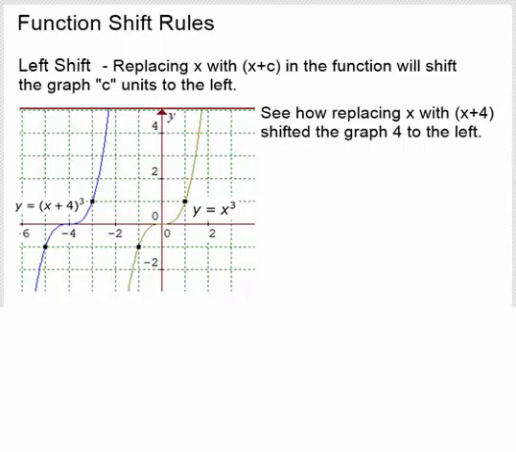And here's an example. We have the function y equal x cubed graphed, and we also have the function y equal (x plus 4) cubed. We've taken the x out of x cubed and replaced it with x plus 4. The effect is to shift the graph 4 units to the left.